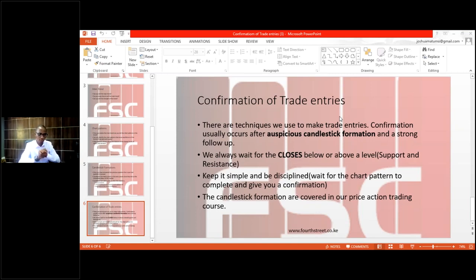A trading plan informs you what confirmation signals you wait for before you pull the trigger, which we're covering today in our topic of confirmation of trade entries. So those are just five elements, and it's not all of them. And this is what constitutes a trading plan.